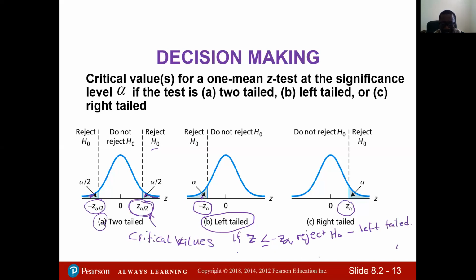Now, for a right tail, if the test statistic is greater than or equal to the positive Z alpha, that's your critical value, then reject H0. This is for a right tail.